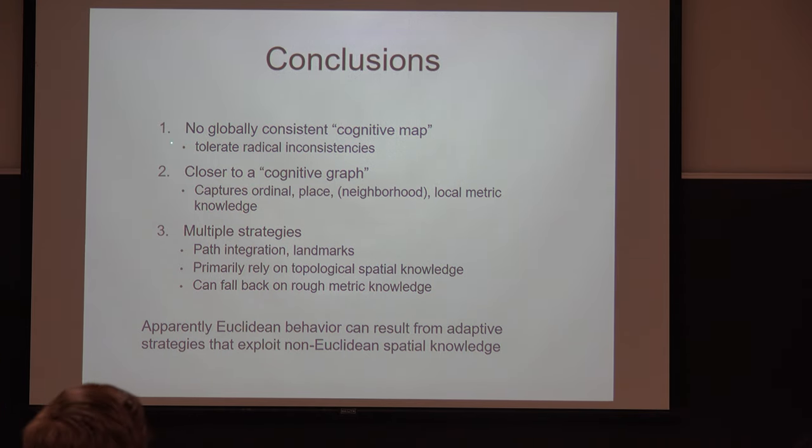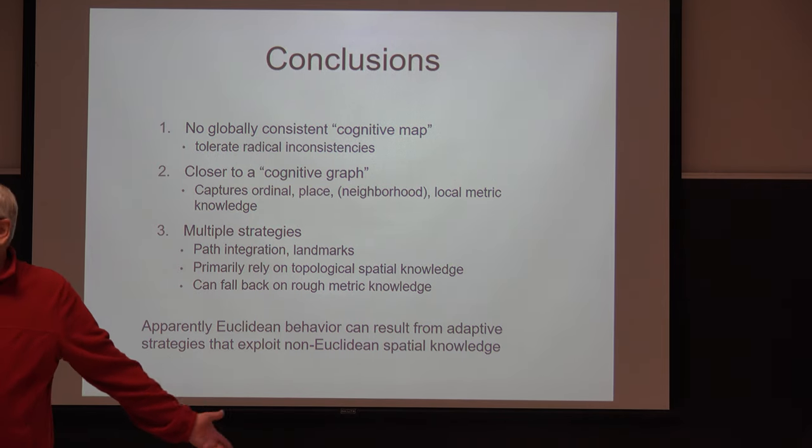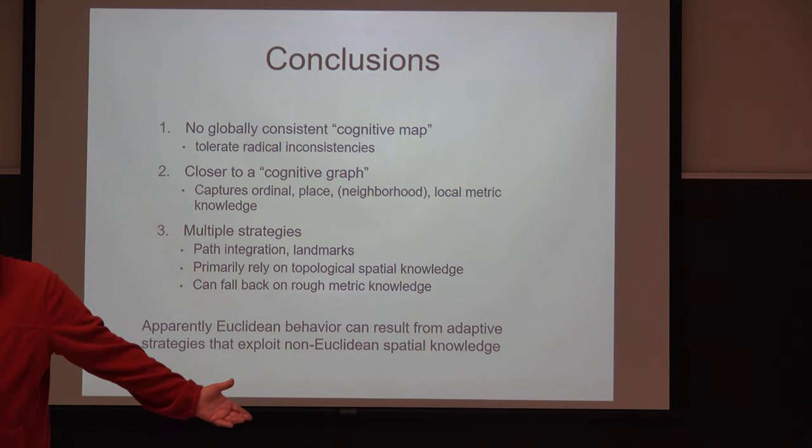So, moral of the story, there's no consistent cognitive map. We can tolerate radical inconsistencies. It's closer to a cognitive graph. Our knowledge captures the ordinal relations, the places, the neighborhoods, local metric knowledge, but not global metric knowledge. And we have multiple strategies for getting through space. If you force subjects to do it, if you take out all the landmarks and all the set paths, and you don't allow them to do anything but path integration, they'll try to do path integration. They won't be particularly accurate at it, but they're not completely at chance either.